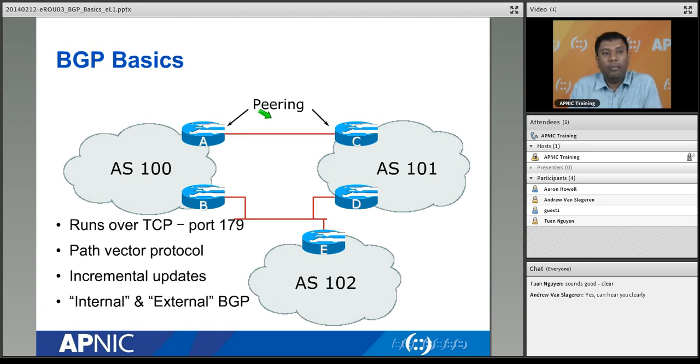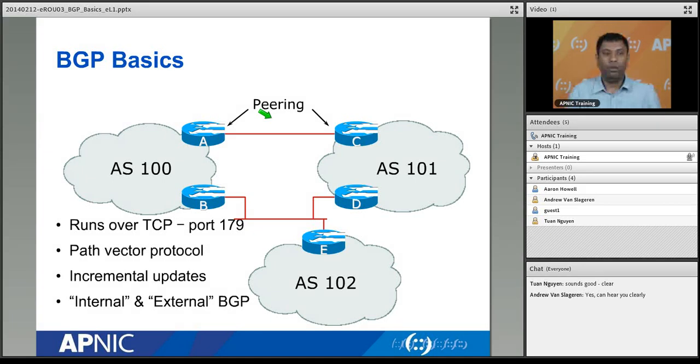And as I said, BGP is a path vector routing protocol, and BGP sends incremental updates. So if any topology change happens, that topology change information will be updated to the neighboring router using an incremental update. Only that particular change will be propagated, right?